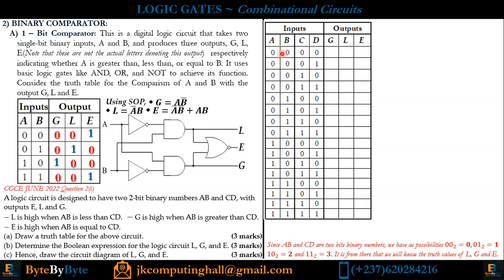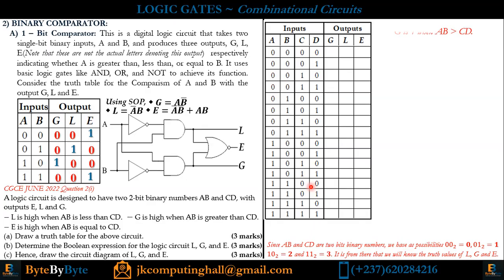So this AB gives me 2, and this one, C is 1, D is 0. So this means 10, and 10 is 2. Like for example, at this level, this is 2, this is 0. So AB is greater than CD. When I come here, 1, 1 is 3, and here I have 0, 0. 3 is greater than 0. So this is how we shall easily understand the truth table.